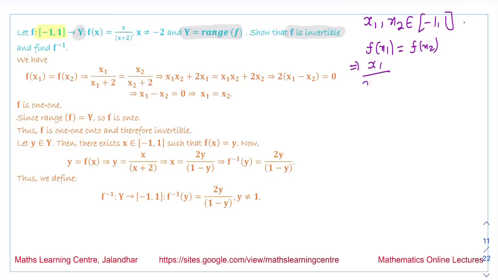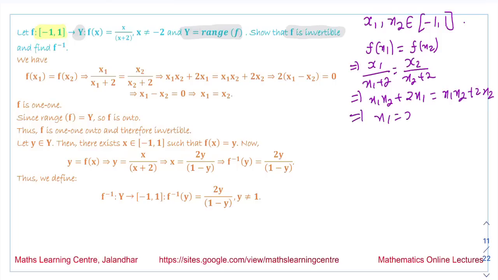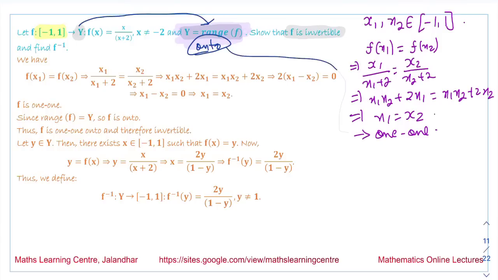So this implies x1 over x1 plus 2 is equal to x2 over x2 plus 2. If we cross multiply these terms, we get x1 x2 plus 2 x1 is equal to x1 x2 plus 2 x2. So this implies x1 is equal to x2, and this gives us that the function is 1-1. The second thing that is given to us here is that Y is equal to range of f. It means this function is onto. Combining both these results, we obtain that this function is invertible.